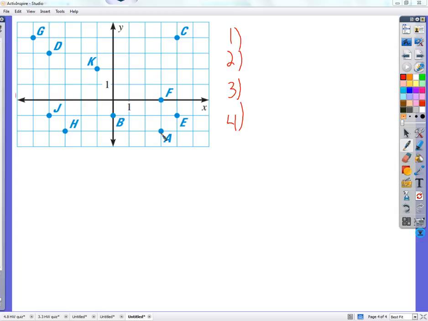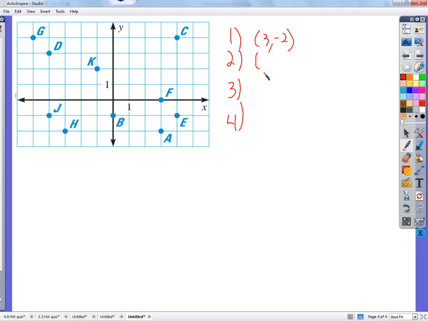Jada? 3, negative 2. Start in the x direction. X is always first in these ordered pairs. We move over to the right 3. That's positive 3. Okay, so x is 3. When x is 3 for A, y is negative 2.